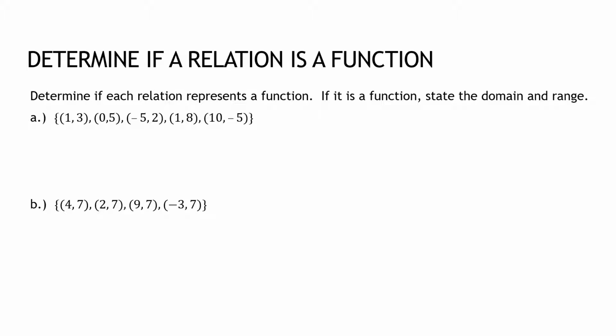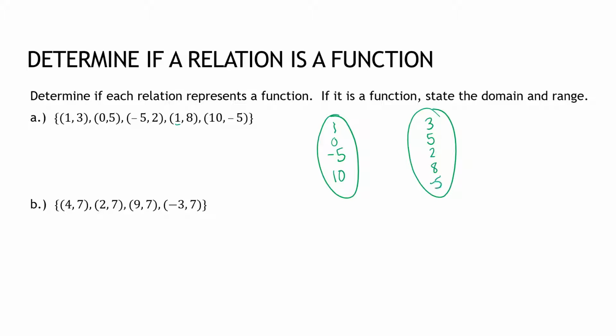Again, this is written as a set of ordered pairs, so we know they're relations. The question is, is it a function? And really what I'm looking for, I can, if I want to, do what I did on the other page and write all of my x's, which would be 1, 0, -5, and 1, which I'm not going to write again, and 10. So those are all my x's. And all of my y's would be 3, 5, 2, 8, and -5.